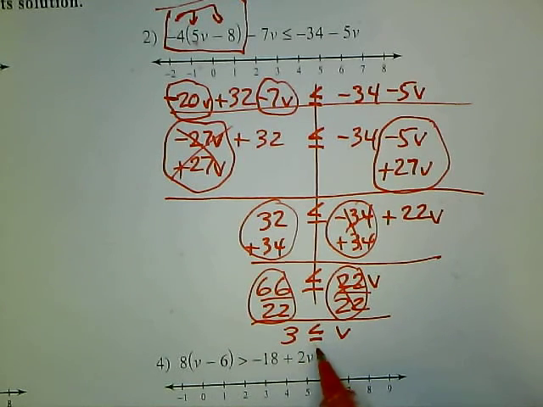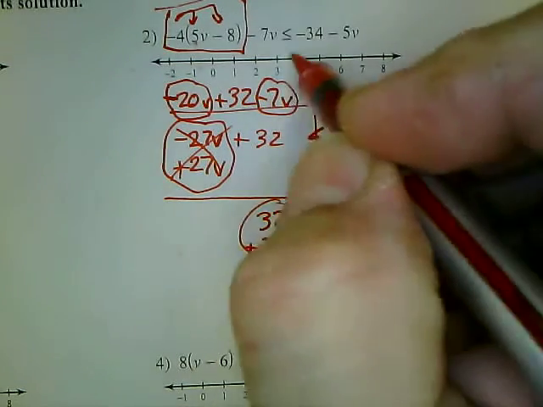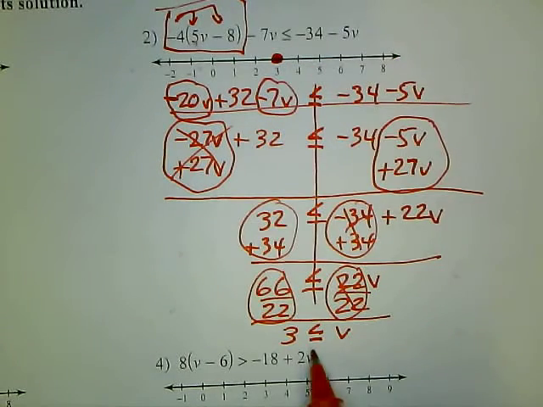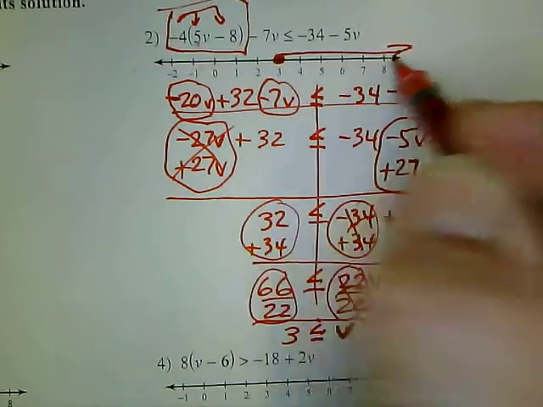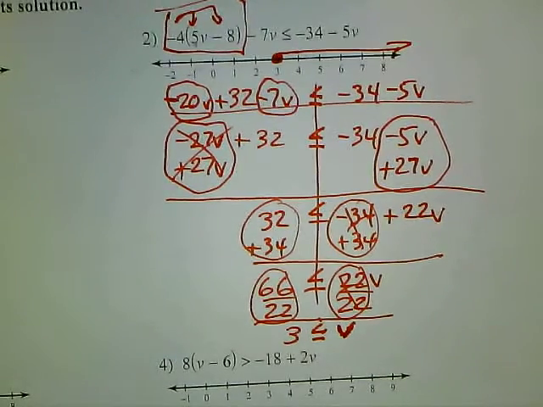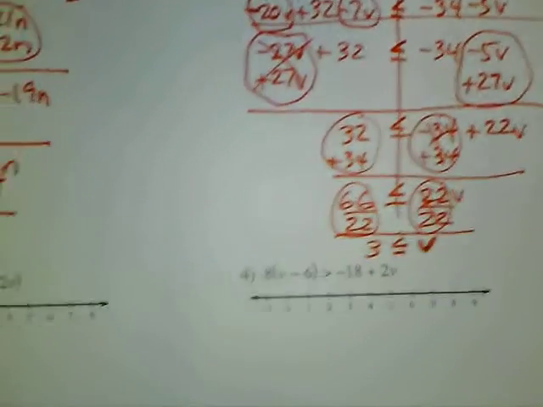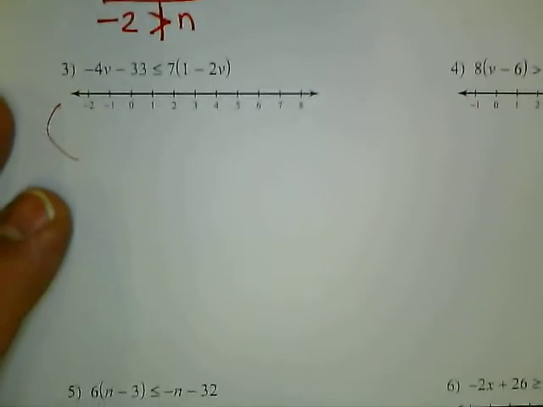Open or closed circle? Closed at 3. What's facing the variable? The greater side or the less side? Here's the variable. Yep, 2 dots. That's the left side. That's the greater side. So we go to the right. A lot of us having trouble with that. What's the greater side?